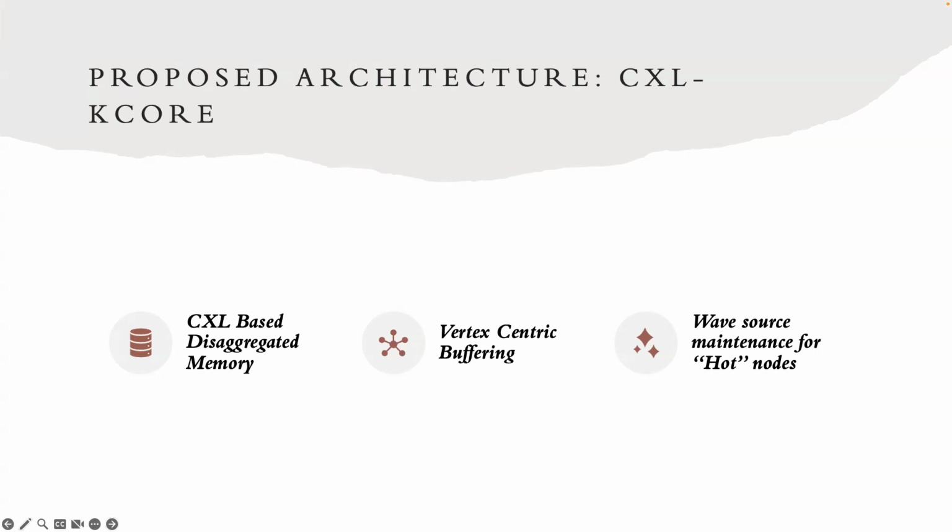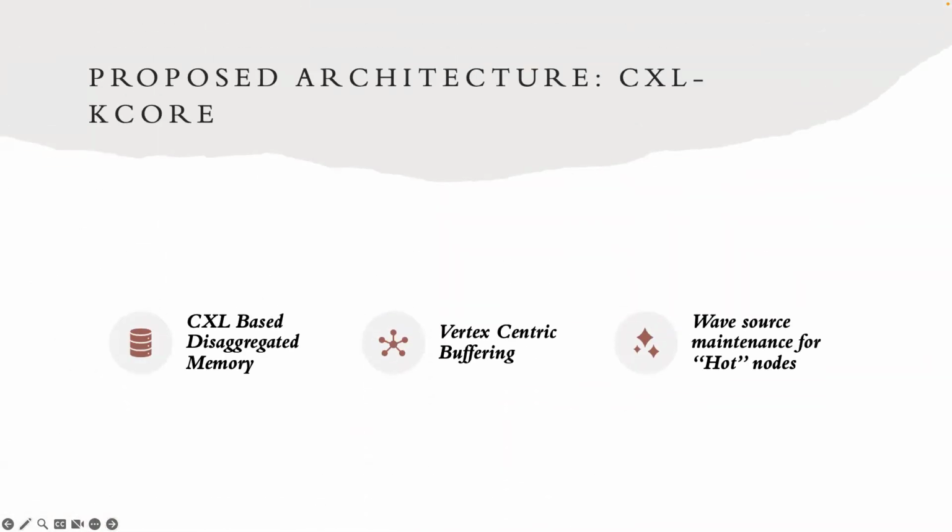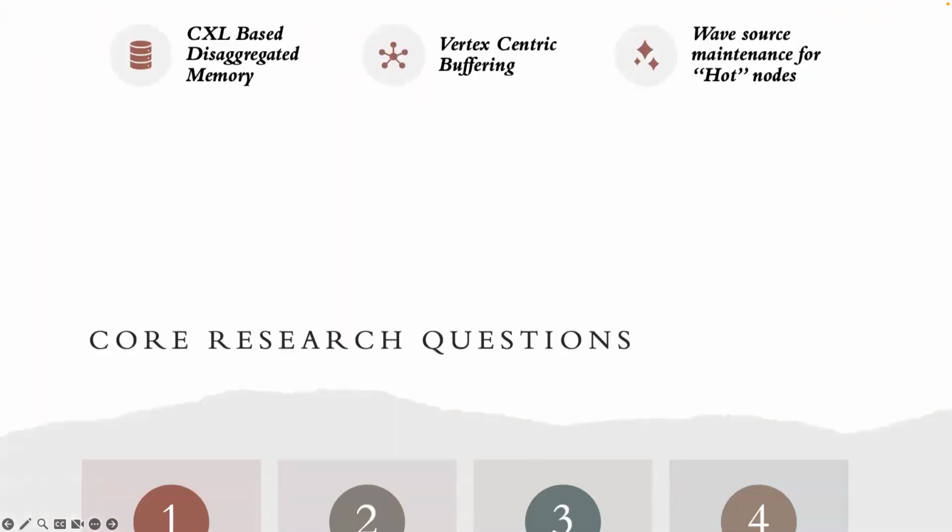These are the proposed architecture for the core scale dynamic K-core maintenance. And just this is for K-core maintenance. Yeah. Okay, good.